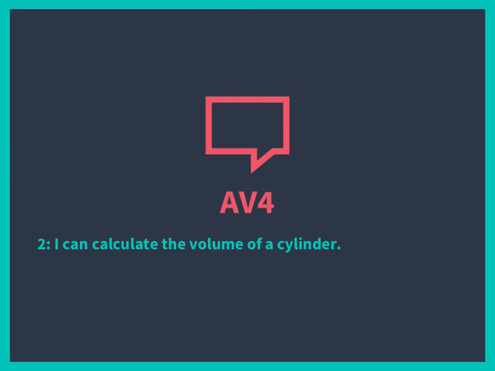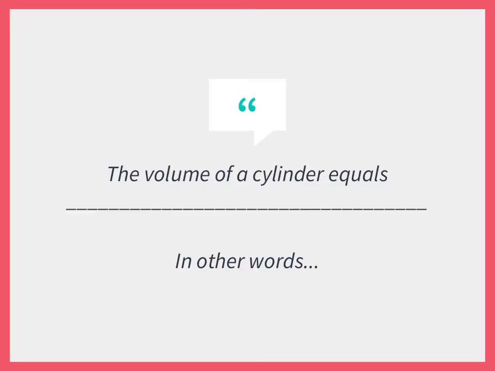In AV4-2, we're going to learn how to calculate the volume of a cylinder. As we're going through this, you may find that it seems really similar to something we've already learned, because it is very similar to volume of a prism. Volume of the cylinder is going to equal the area of the base times the height of our cylinder.